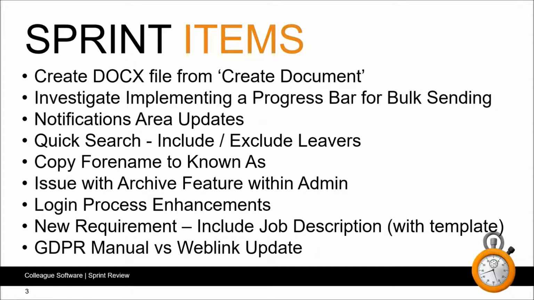We've been working on the notifications area to resolve issues with incorrect counts as well as implementing a read and unread option. The quick search has been updated with an include exclude leavers option to filter out unnecessary contacts. When creating a candidate or contact, you'll notice the forename will be copied to the known as field if it's empty. This is just to recreate behavior from V6. We've resolved an issue when using the archive feature within the admin area.